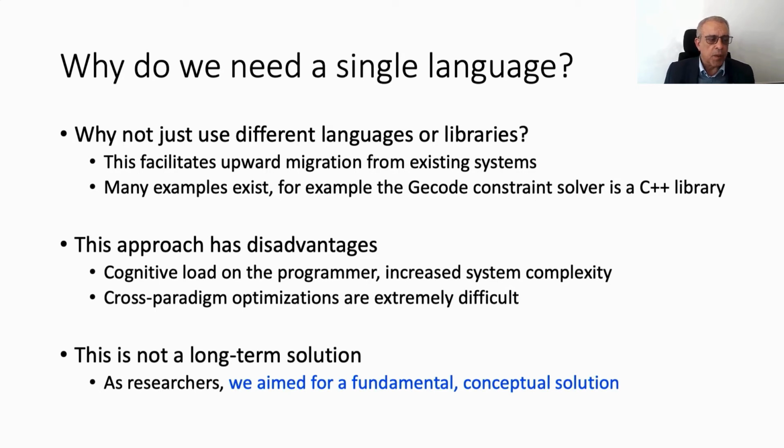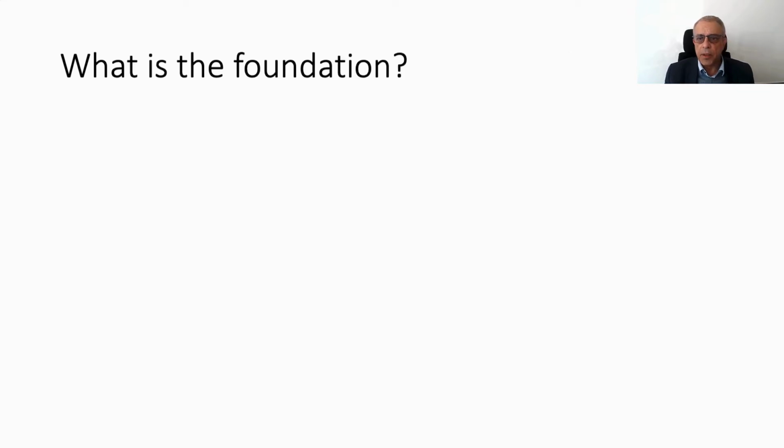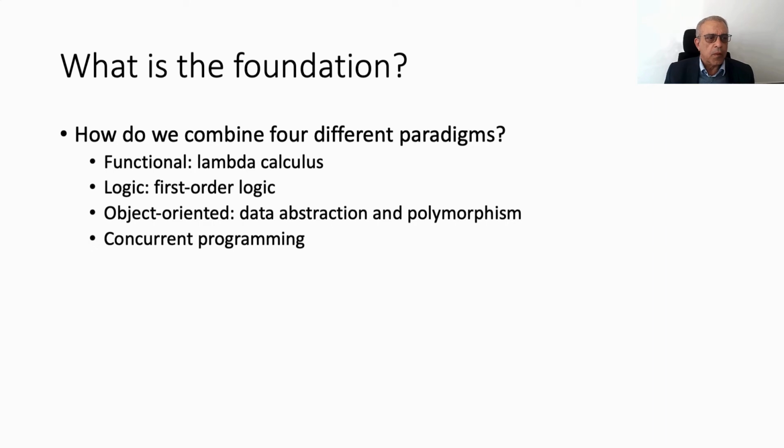So we thought that this is not a long-term solution, and as researchers, we aimed for a fundamental conceptual solution. So what is the foundation of Oz? How do you combine different paradigms like functional programming based on lambda calculus, logic programming based on first order logic, object-oriented programming based on data abstraction and polymorphism, and concurrent programming in a single language?